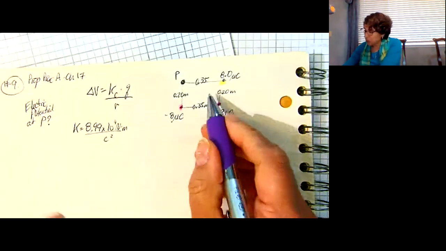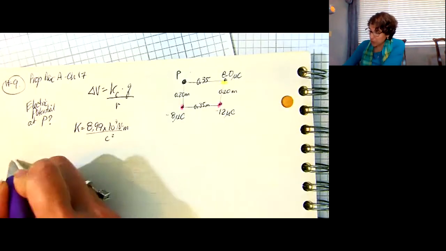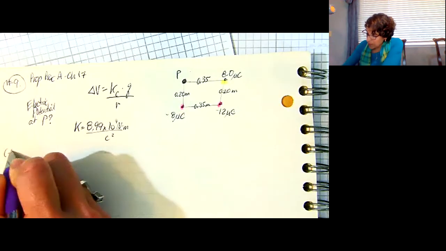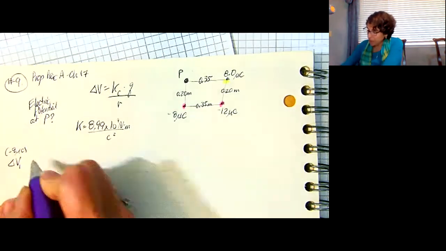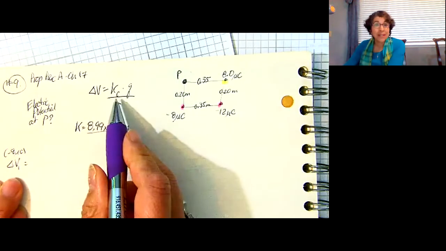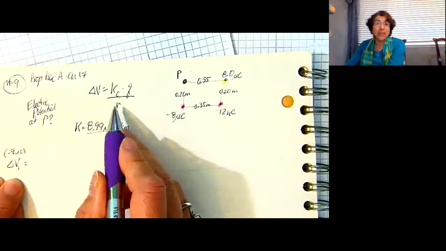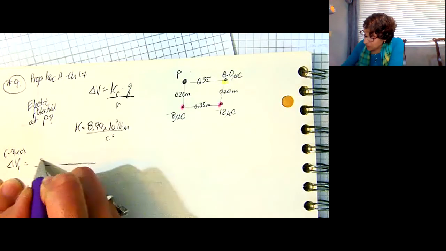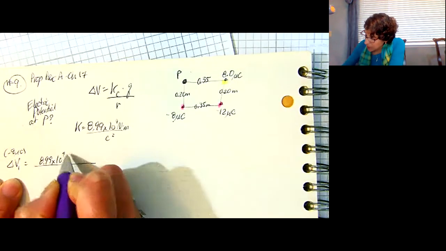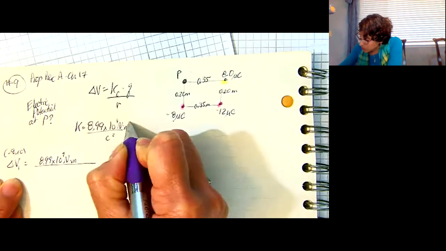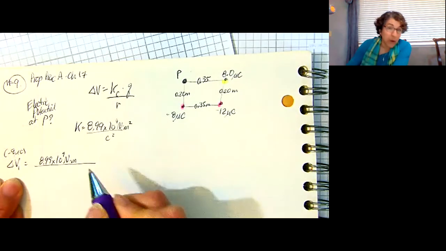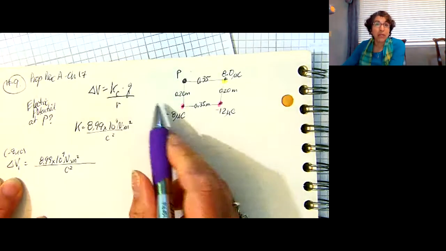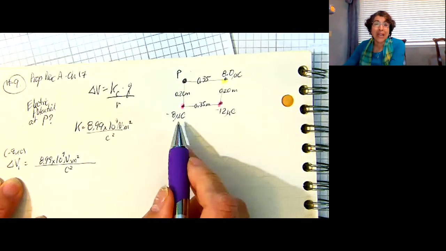Let's take the first one, the one that's just straight down below. I'm going to call this delta V1 for the minus 8 microcoulomb. So I want the constant times 8 microcoulomb divided by the distance, which is 0.2. Let's write that down: 8.99 times 10 to the 9th Newton meters squared, correct? All over Coulomb squared. Now times Q. The Q is negative 8 microcoulombs.